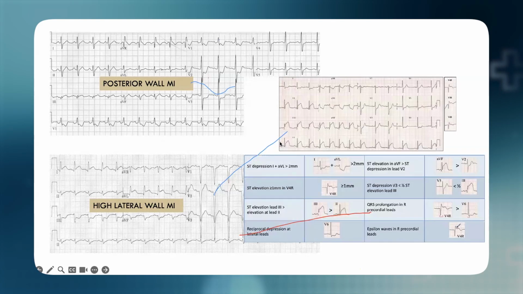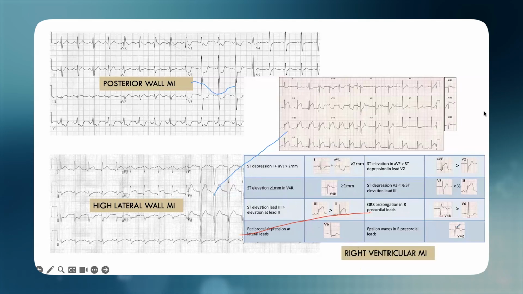And this is your RVMI. These are the features of RVMI. Just remember the first one or two. ST elevation more than 1 millimeter in V4R. RVMI is almost always associated with inferior wall MI. This is the most important criteria. This one. Okay.